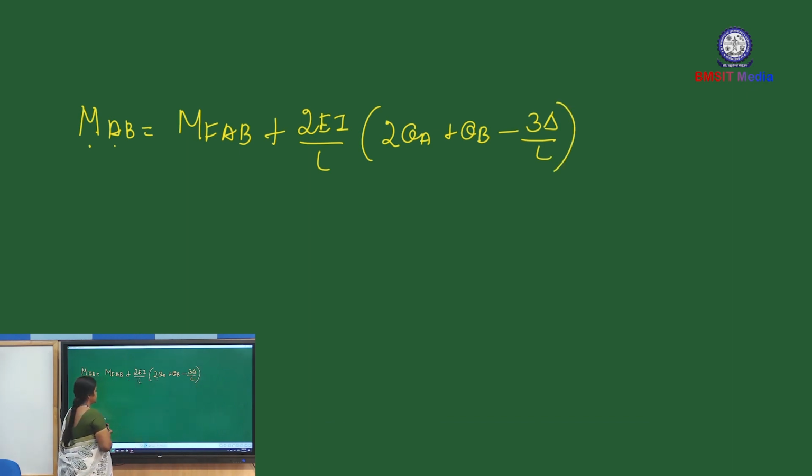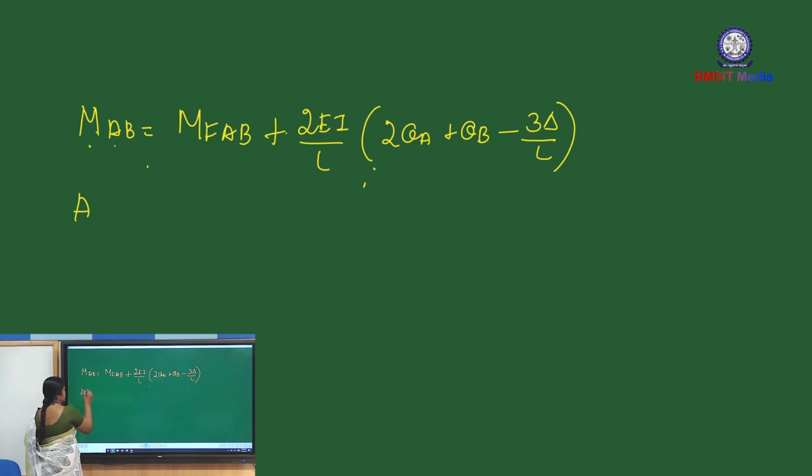We have already seen that due to external load, some moment will be developed at end A, that is M of AB. Due to rotation at joint A, the 4EI theta A divided by L moment will be developed. Due to rotation at joint B, some moment will be developed at joint A, that is 2EI by L into theta B. And due to the settlement of the support, that is 3 into 2, 6EI delta divided by L square. So this is one of the slope deflection equations.